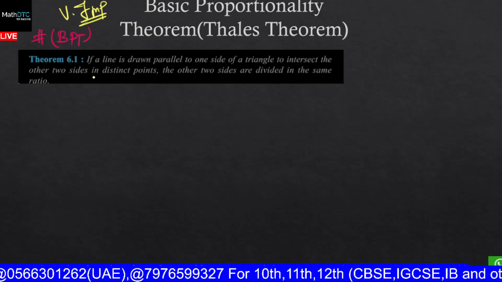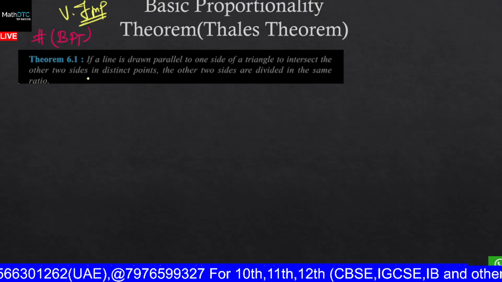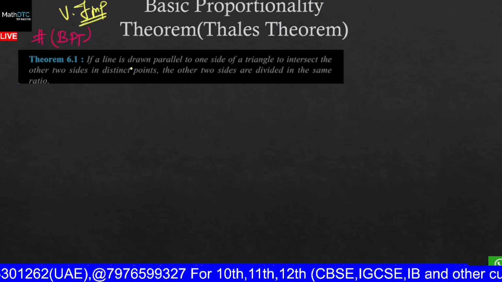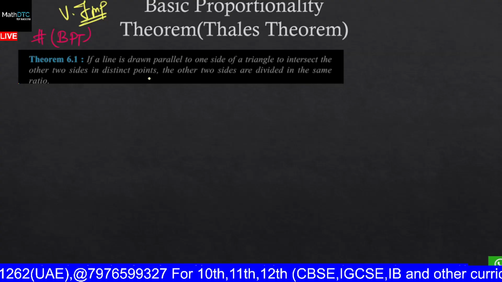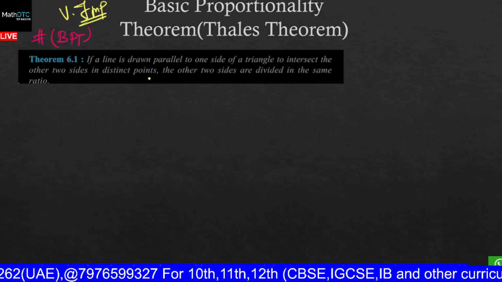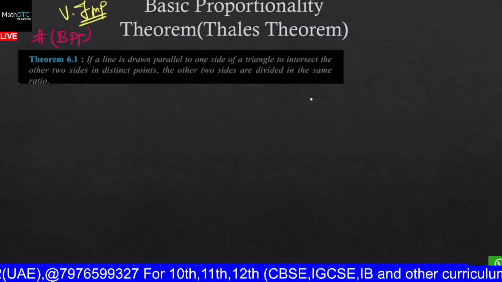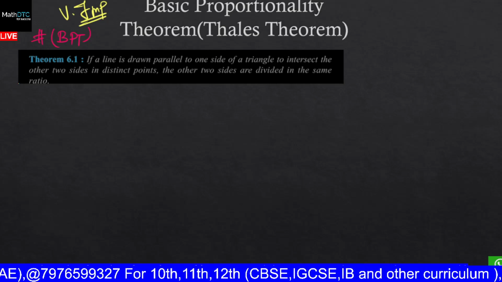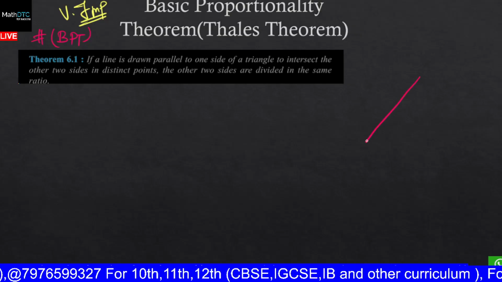What is the theorem? The statement is very important also, so you have to memorize this statement. If a line is drawn parallel to one side of a triangle to intersect the other two sides in distinct points, the other two sides are divided in the same ratio. Now we are going to discuss it one by one.